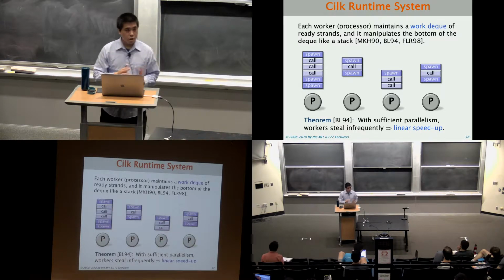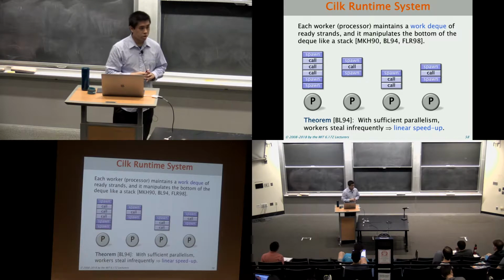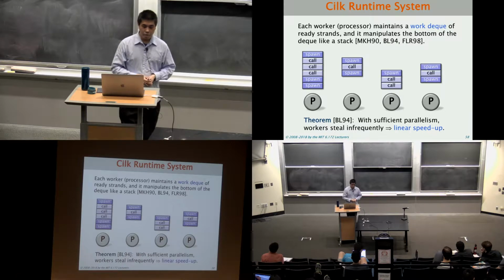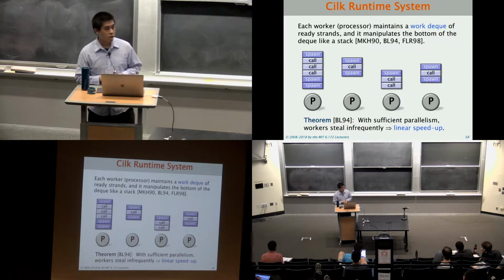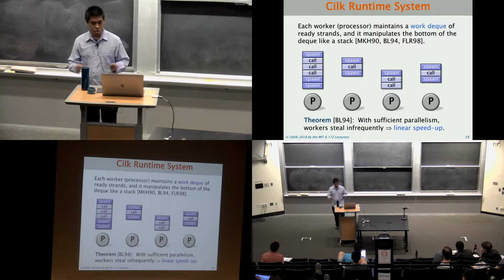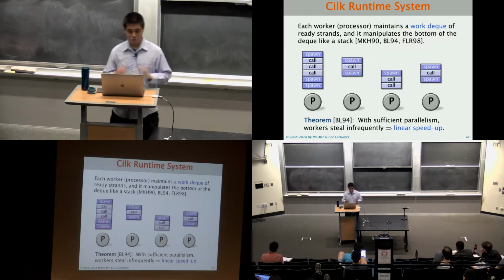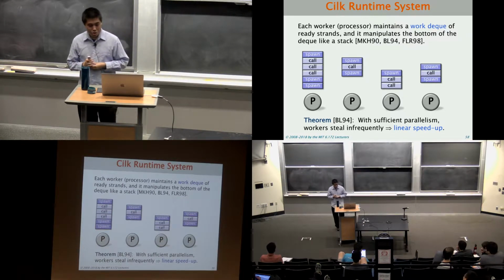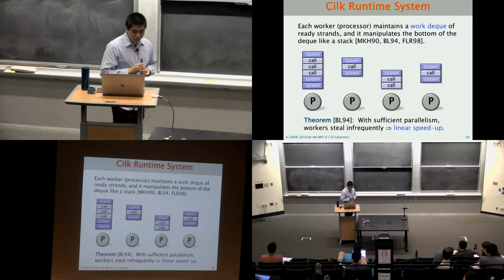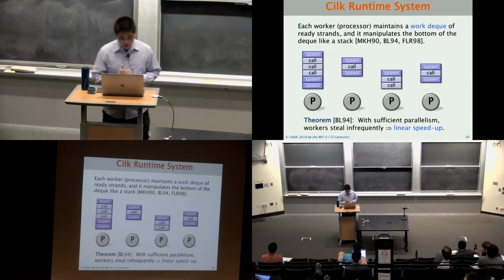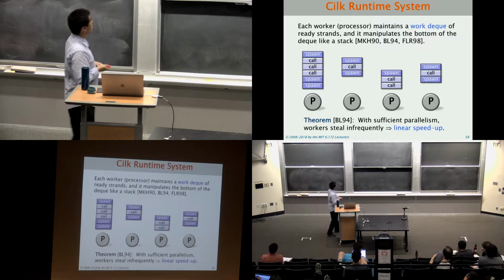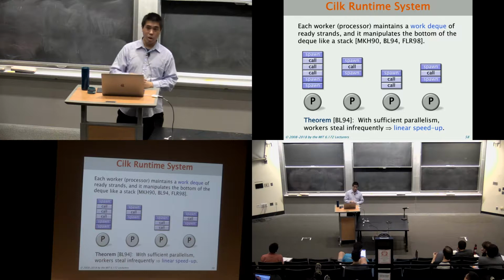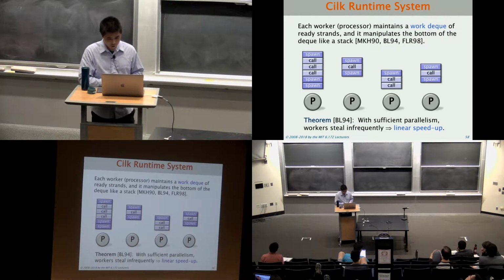So the idea is that whenever a worker runs out of work to do, it's going to start stealing work from other processors. But if it always has enough work to do, then it's happy and it doesn't need to steal things from other processors. And this is why MIT gives us so much work to do, so we don't have to steal work from other people. A famous theorem says that with sufficient parallelism, workers steal very infrequently, and this gives us near linear speedup. With sufficient parallelism, the first term in our running bound, the T1 over P term, is going to dominate, and that gives us near linear speedup.